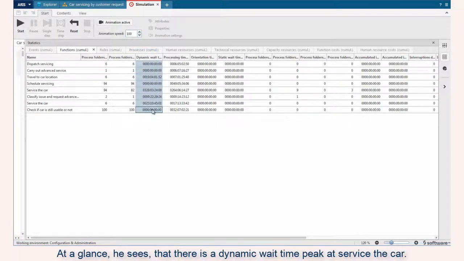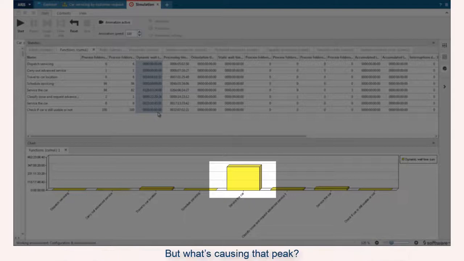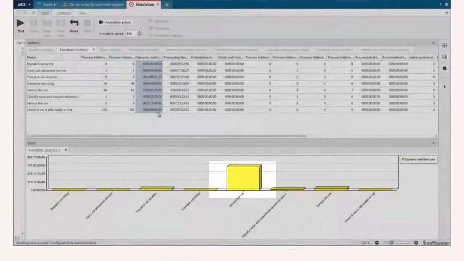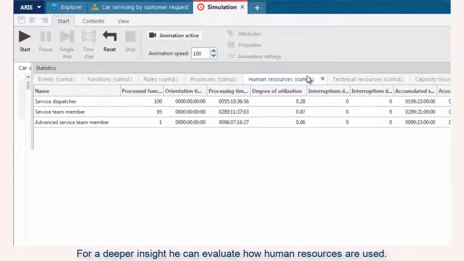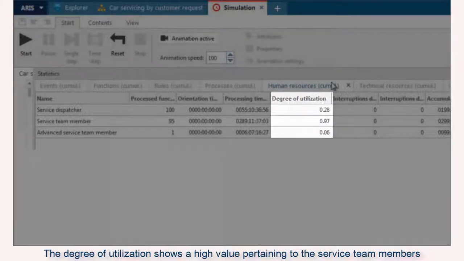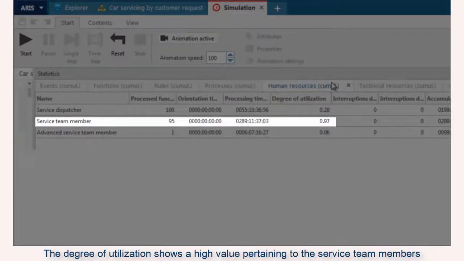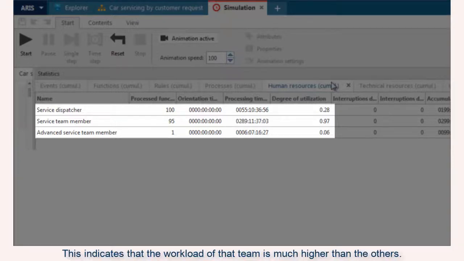At a glance, he sees that there is a dynamic wait time peak at Service the Car. But what's causing that peak? For a deeper insight, he can evaluate how human resources are used. The degree of utilization shows a high value pertaining to the service team members in comparison to the two other roles. This indicates that the workload of that team is much higher than the others.